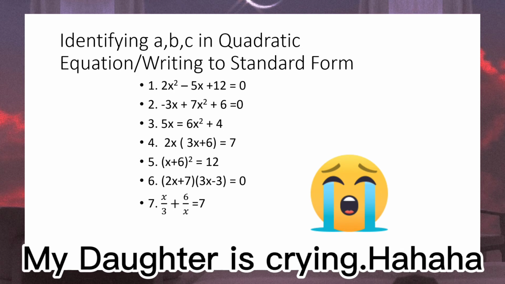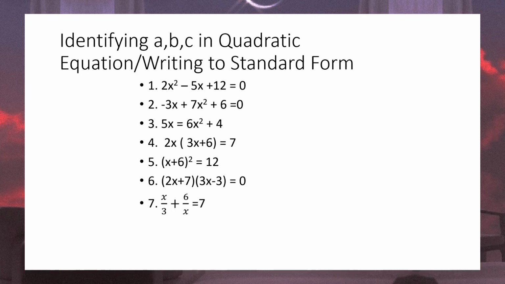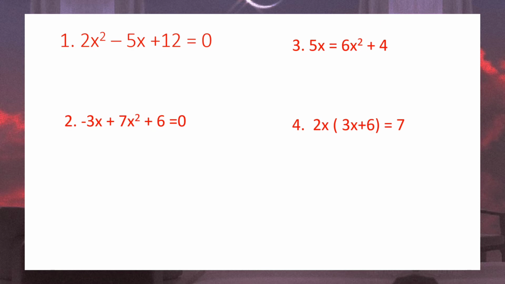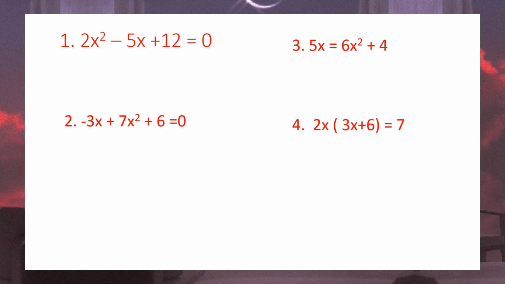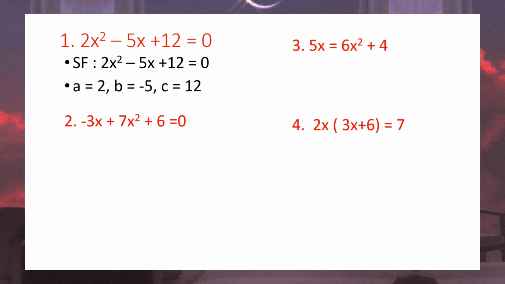So, I do have here 7 examples para mas madali natin matutunan yung mga items na involved into Set A. Isa-isahin natin. We have now item number 1. As you can see in item number 1, it is written already in the standard form. So, therefore, we can easily identify its standard form. The standard form of number 1 is the same as 2x squared minus 5x plus 12 equals 0. Then, the values for A, B, C are A equals 2, B equals negative 5, and C equals 12.